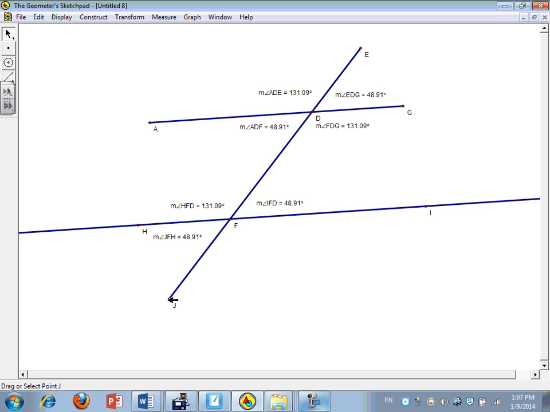I got one more angle left. And what do you think it's going to be equal to? 131.09. That's because it's corresponding here. It's opposite there. Now there's one angle we haven't talked about yet, and that is the opposite exterior angles. So remember what exterior means. It means outside of these two parallel lines and on the opposite side of the transversal. Look at those. Opposite exterior angles are also the same.